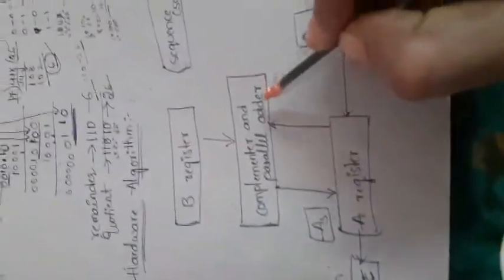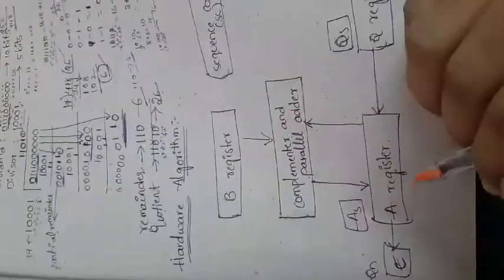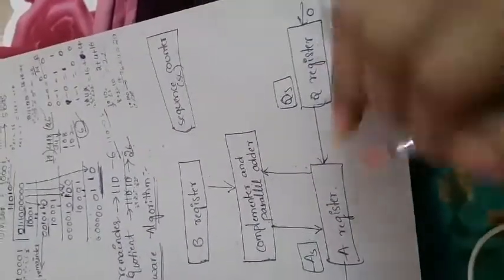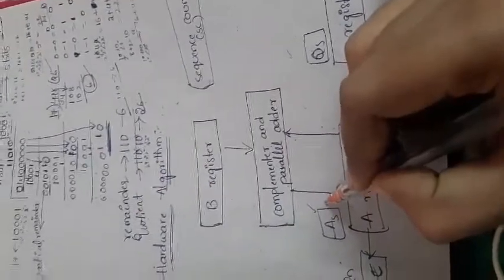Then what happens? The parallel adder will perform the division operation here, and we get the result. That result will be moved into the Q register and A register. Here AS and QS are the sign bit of the A register and the sign bit of the Q register. That means we can verify whether the number has a plus sign or a minus sign.